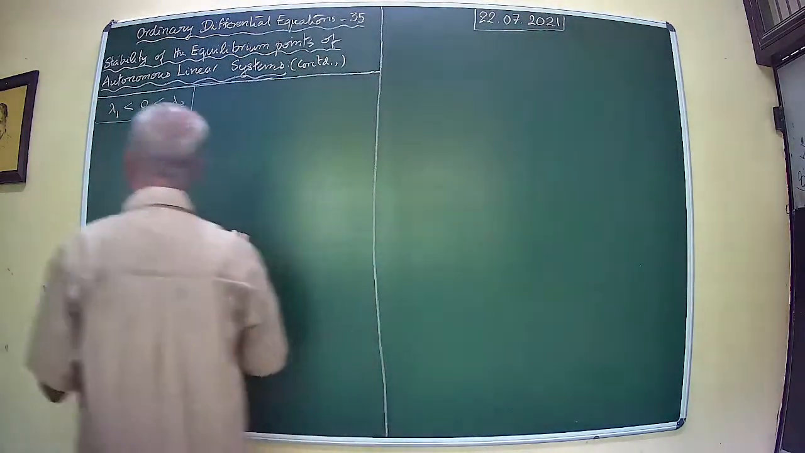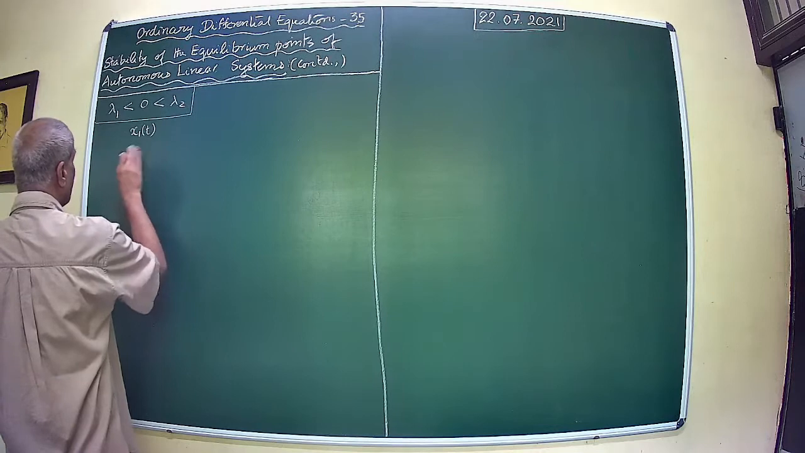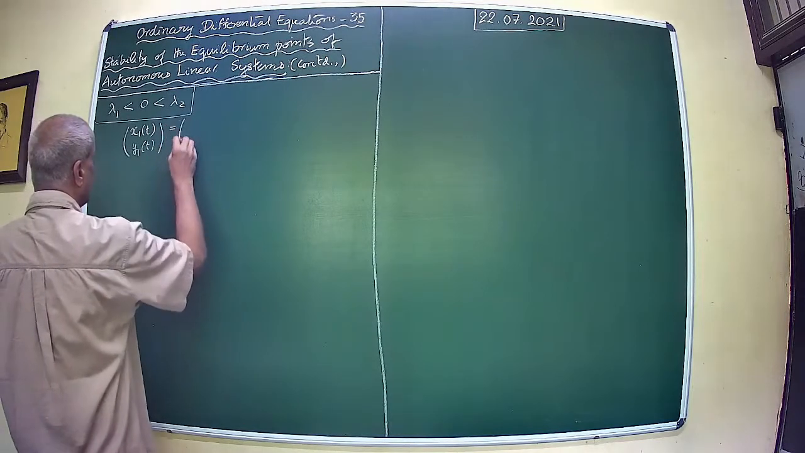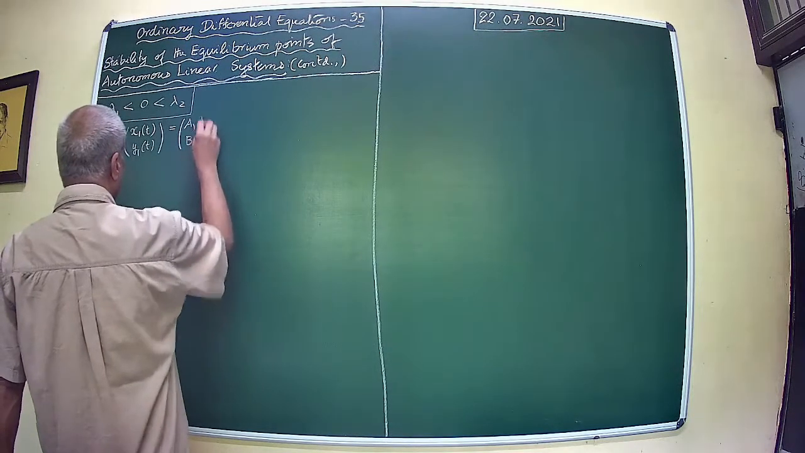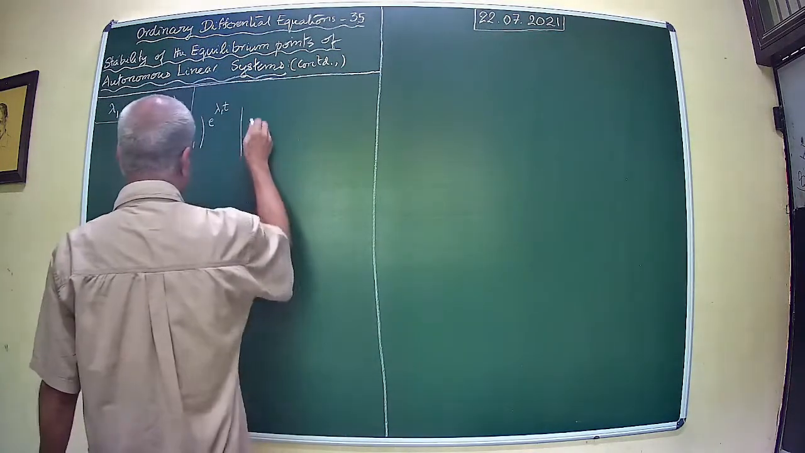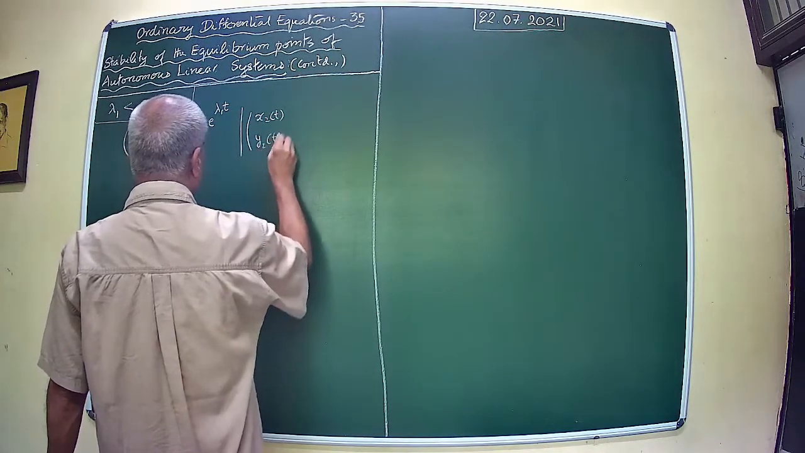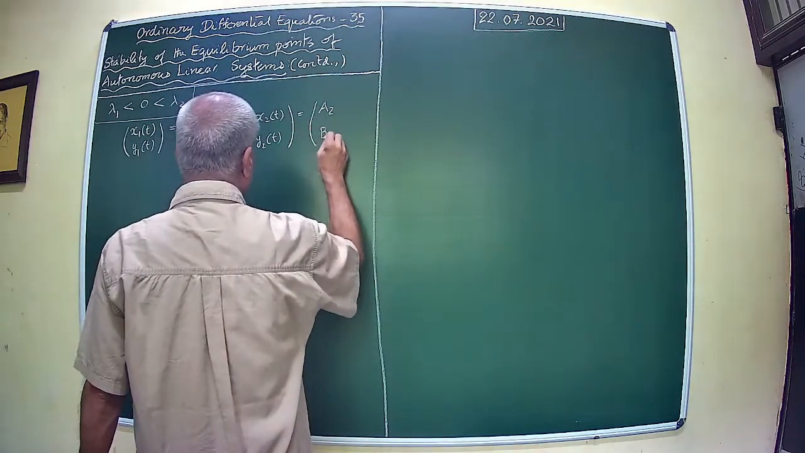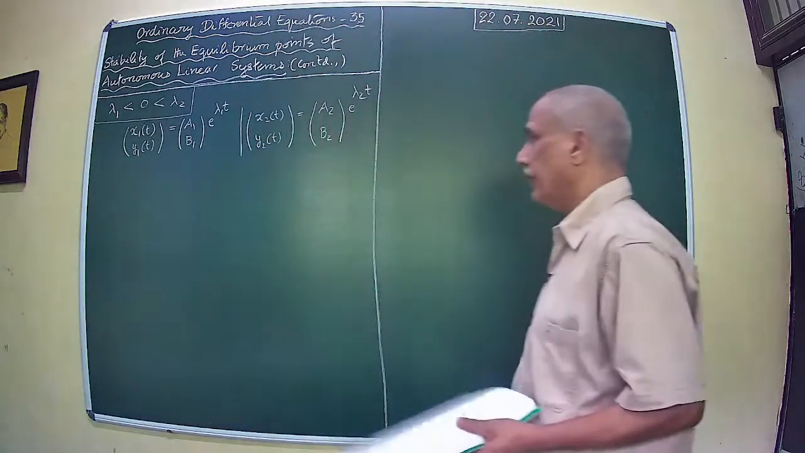Now you have the two solutions x1(t), y1(t), which is given by a1, b1 e to the power lambda 1 t, and x2(t), y2(t) given by a2, b2 e to the power lambda 2 t. All the earlier comments hold about a1, b1 and a2, b2.